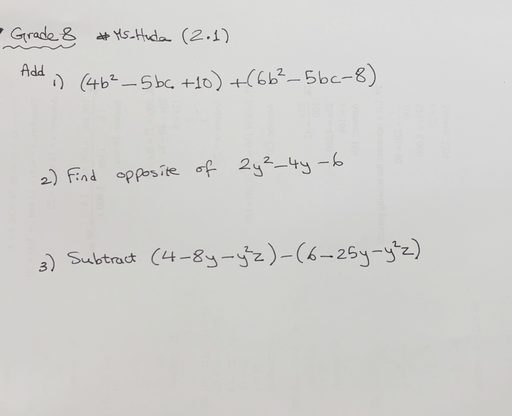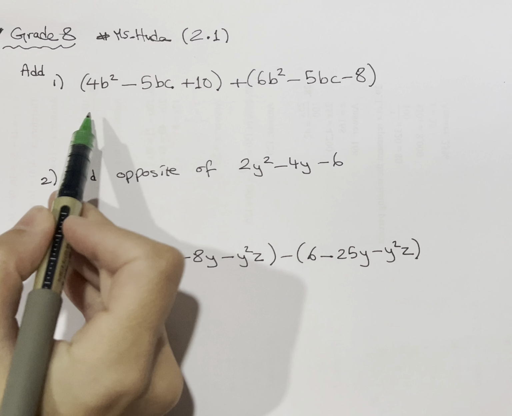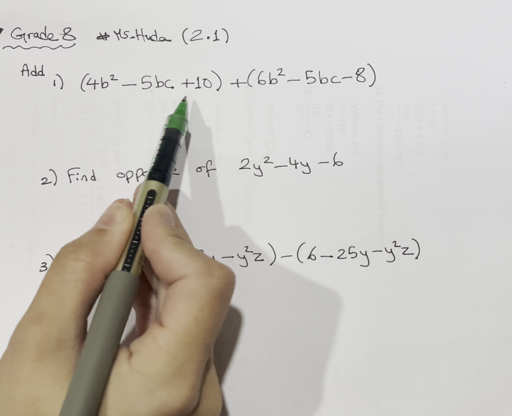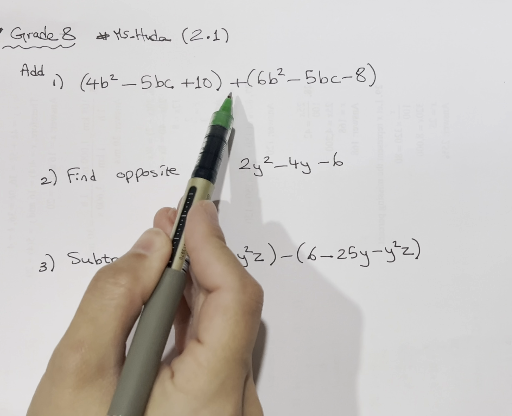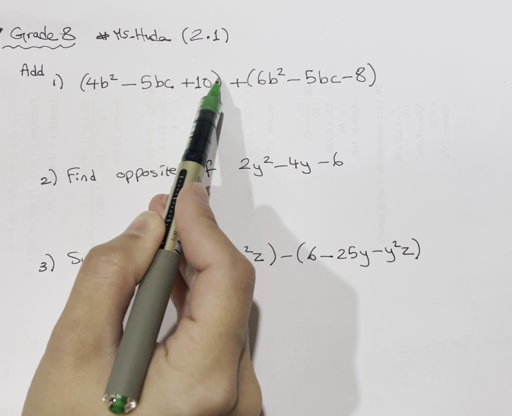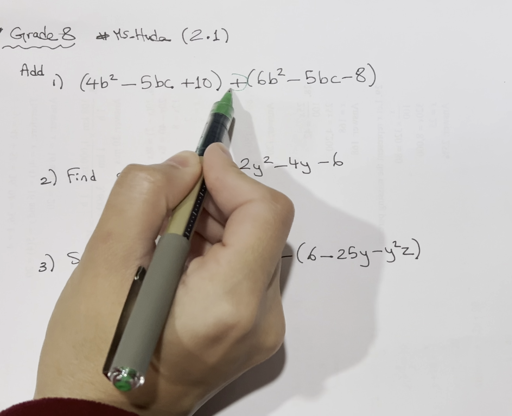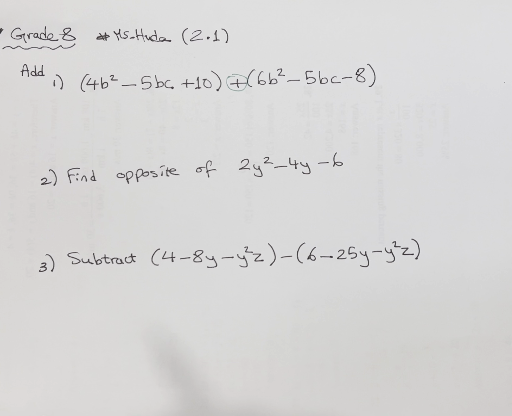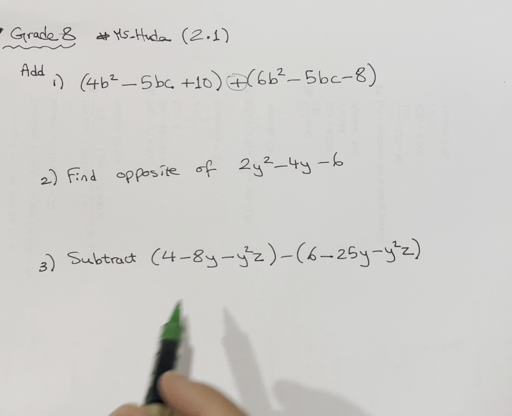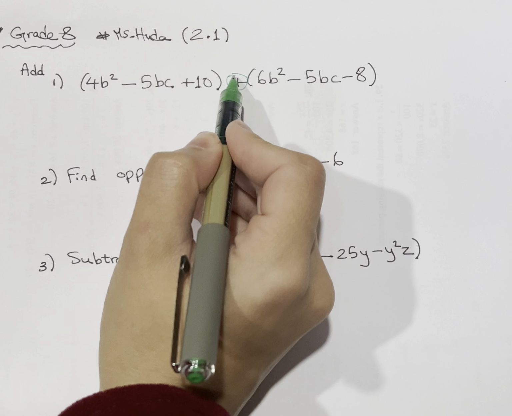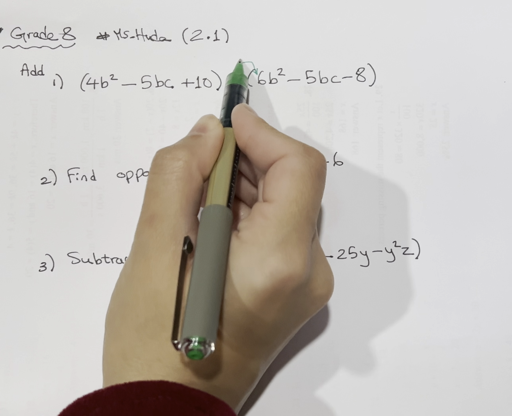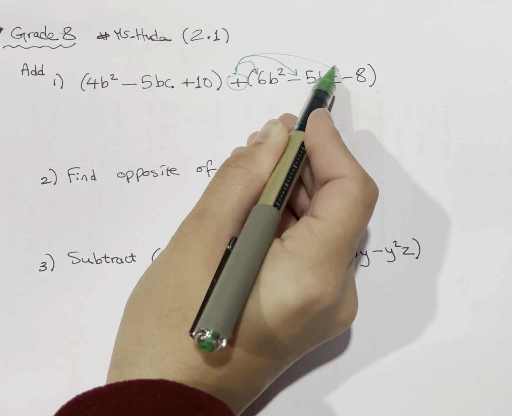So for the first question, first of all, I take a look at the parentheses. I've got parentheses here, and here I've got parentheses. But between the parentheses, we have got an addition sign. That means I have to use distributive property. I have to distribute the positive sign that's outside. It should go inside 3 times.